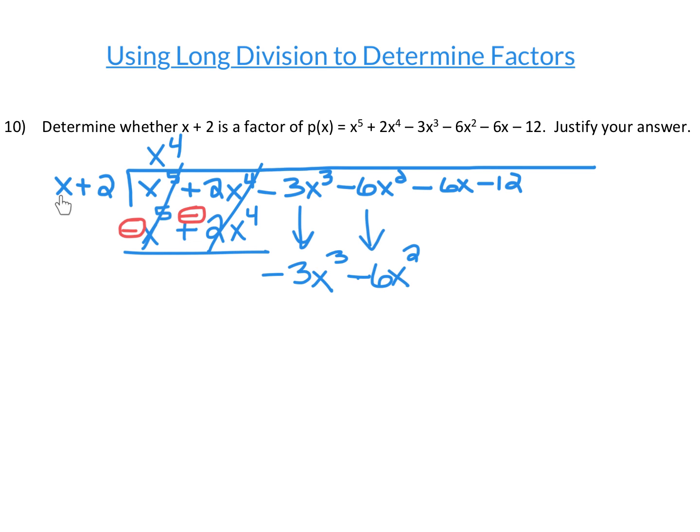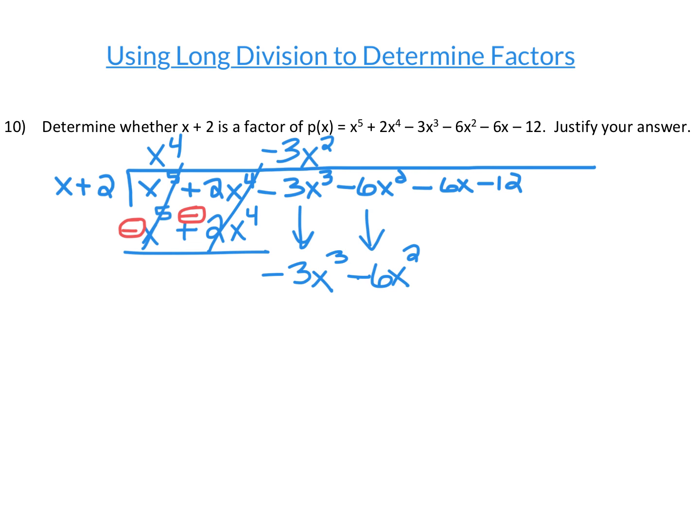So we're going to look at the first term on the outside here and the first term down over here. And we want to say, what do I need to multiply x by to give me negative 3x cubed? We have to multiply it by a negative 3x squared. Okay, now I'm going to put that on top of this term, because technically we have no x cubed term. That's why there's a missing spot, that's why there's a space here.